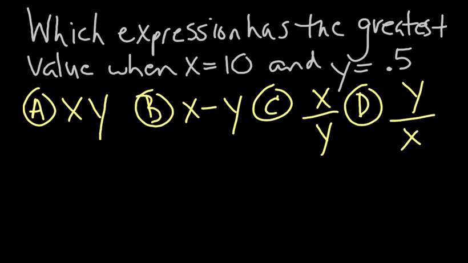Okay, let's try something a little different that uses the same concept. Here's the question. Which expression has the greatest value when x is 10 and y is 0.5? These are all expressions, algebraic expressions. So what you're going to do is plug in the 10 for x and 0.5 for y and figure out which one of them gives you the greatest answer or the biggest number. Work that, turn off the video and turn it back on to see if you got it right.